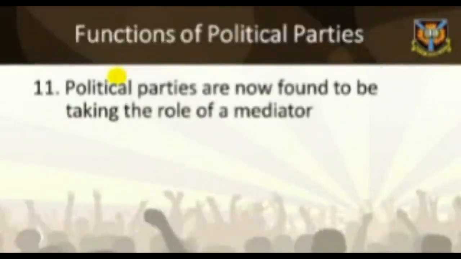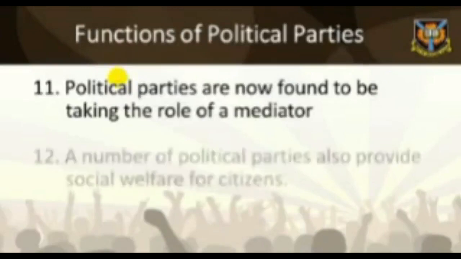11. Political parties are now found to be taking the role of a mediator. They often intervene to mediate and broker peace not only in intercommunal conflicts but also religious conflicts, industrial conflicts, interparliamentary conflicts, intergovernmental conflicts, among others.